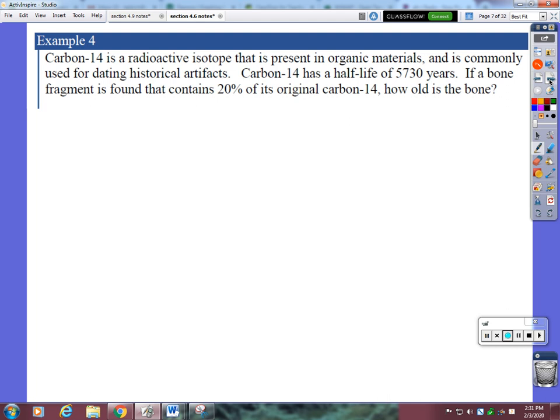What do you think? That means it lost 80%, but we're not ever really worried with how much it lost. We're always worried with how much is remaining. Okay? Anybody have any bright ideas?